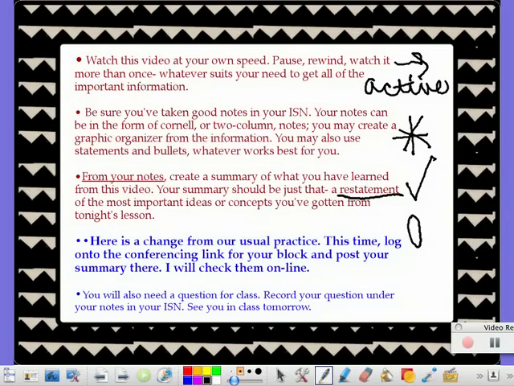And here's where things are different tonight. Instead of writing your summary out, I want you to go back into NiceNet to the conferencing link. And I want you to find the blog for your block. It'll say Blue 1, Video 2. Go on there, and that's where I want you to post your summary. I'll check them online. Remember, you're also going to need a question, and we are going to look at that in class. Record your question under your notes, and remember that you're in your ISN.